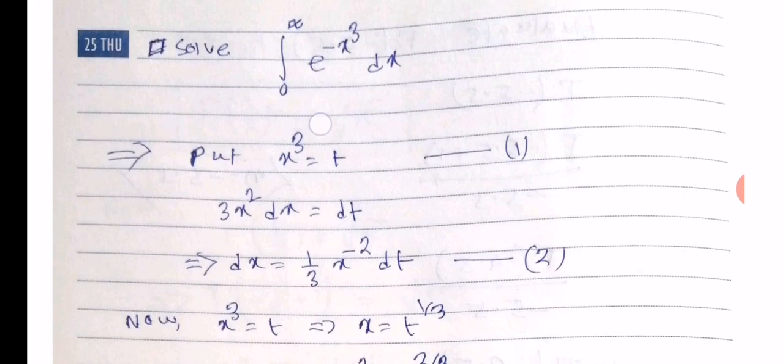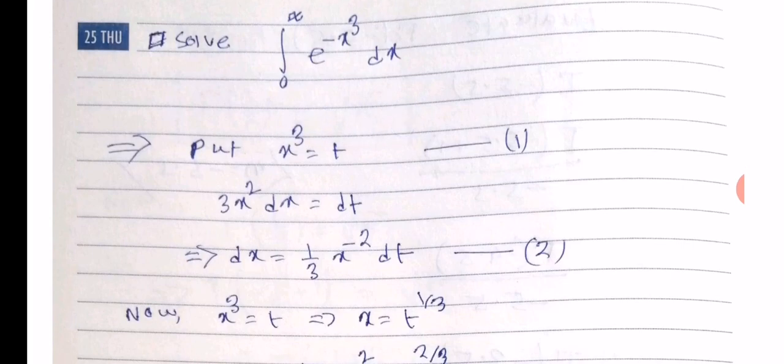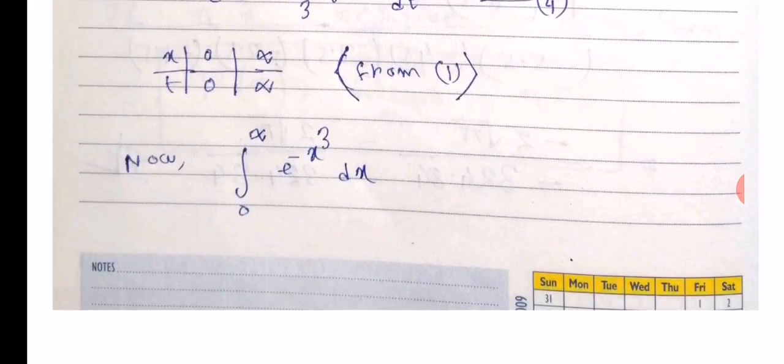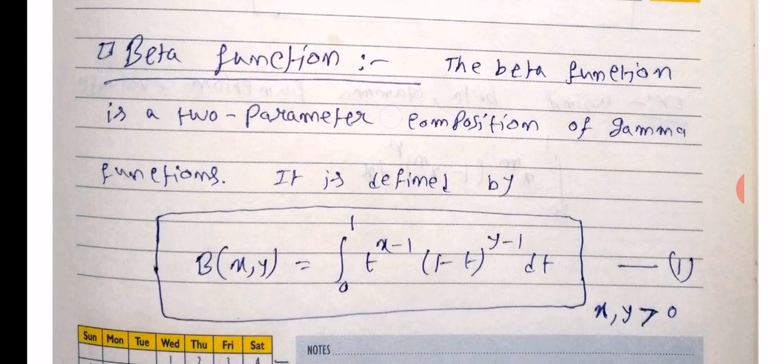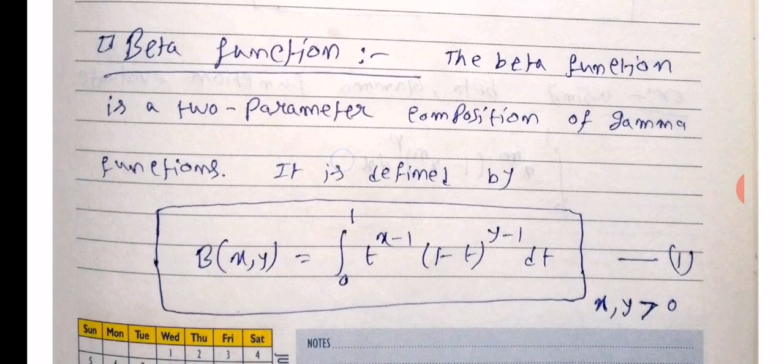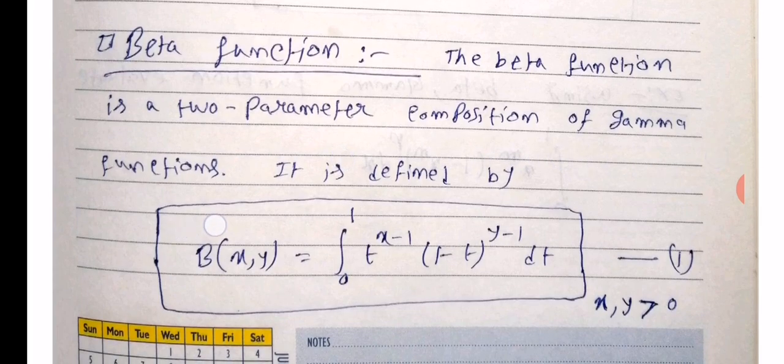So you need to put something in section number 2, all problem, and convert it to beta or gamma function. So beta function I am coming to next. So what is beta function? The beta function is a two parameter composition of gamma function.